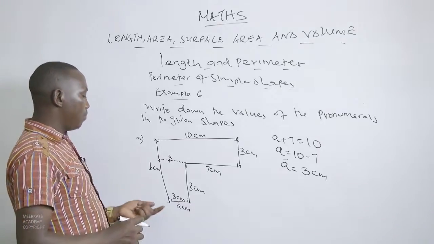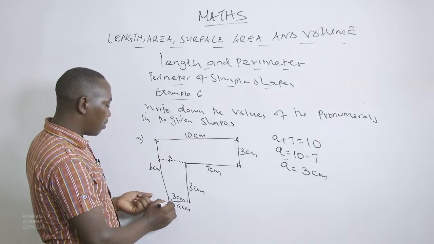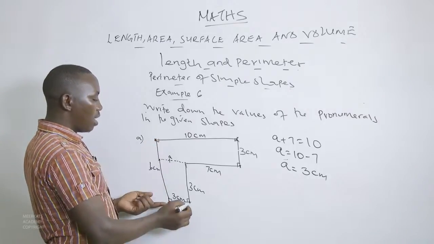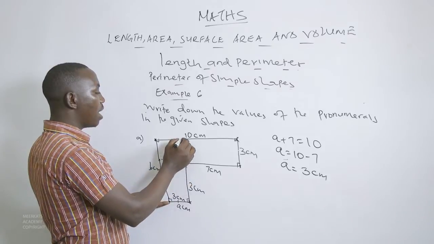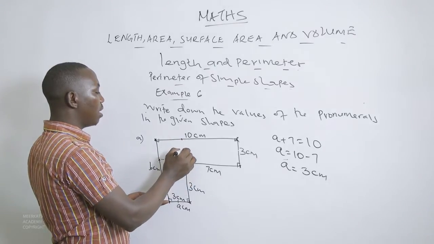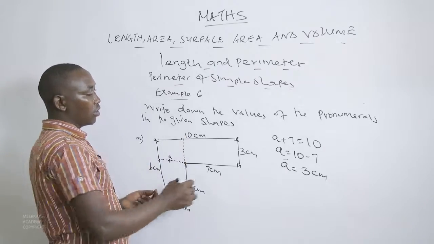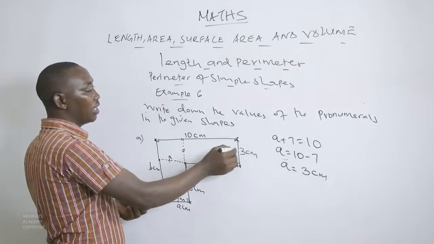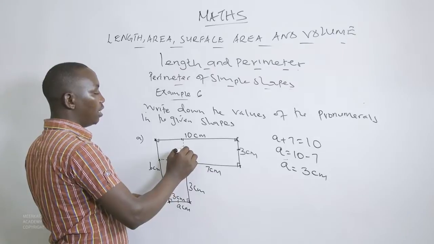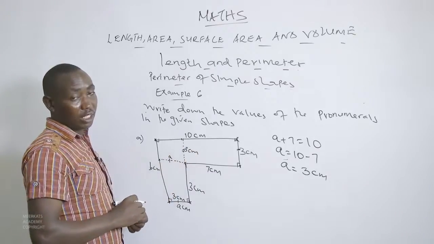Now for part B, you have been told that the distance from here up to here is B, but the distance from here up to here and also from here up to here are equal. So given that this is 3 centimeters, it's also going to be equal to this particular point. So if this is 3, this shall also be 3 centimeters.